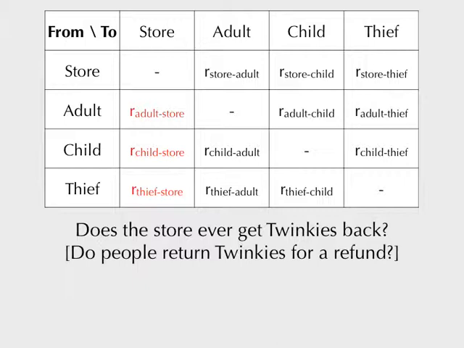Okay. So if I have a way of estimating those rates, I can then make a test. My hypothesis is that people never get Twinkies back from the store. So we now test the likelihood of these being zero versus these being allowed to be greater than zero. Now I'm testing that. So, one, the rate of going from anywhere to the store is zero; two, the rate of going anywhere to the store is greater than zero. Okay. What do you think the answer will be here?